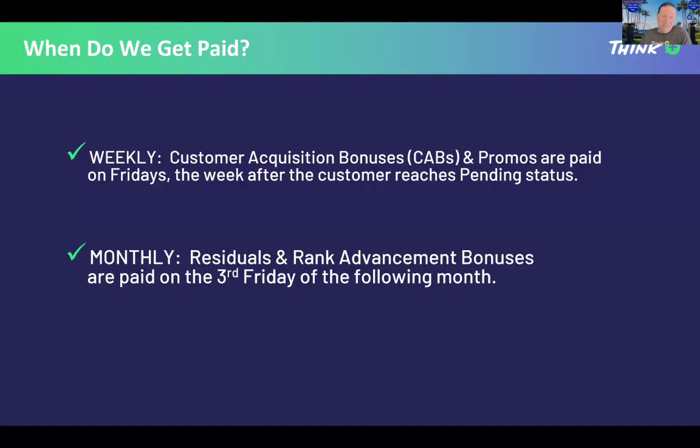And then monthly, we get paid our residuals and our rank advancement bonuses. They get paid on the third Friday of the following month. So everybody in September that pays their electric bill, in your personal customers and your team customers that you override, they pay their electric bills this month. Great. You get paid the residual the third Friday of October because we're in September. You rank advance this month, you'll get paid the third Friday the following month. That's how it works, everybody.